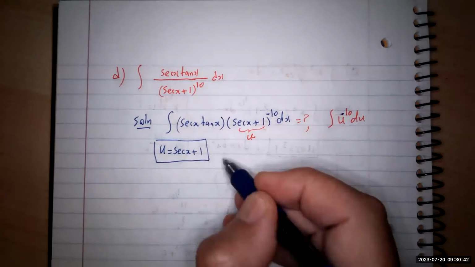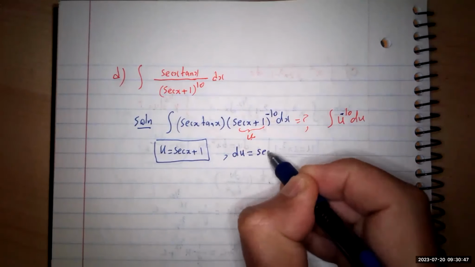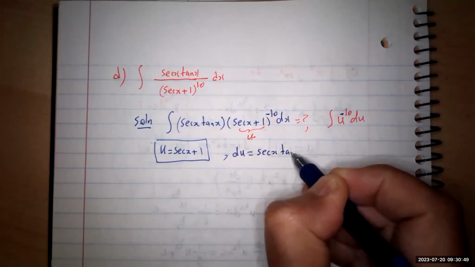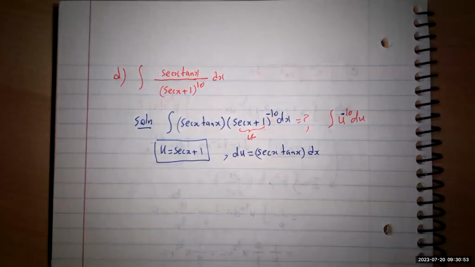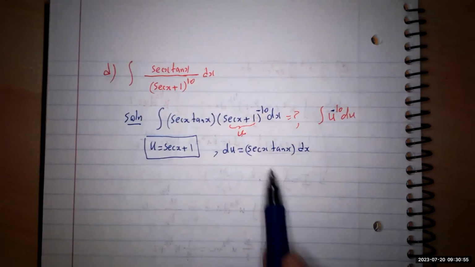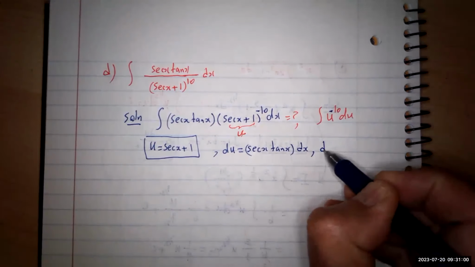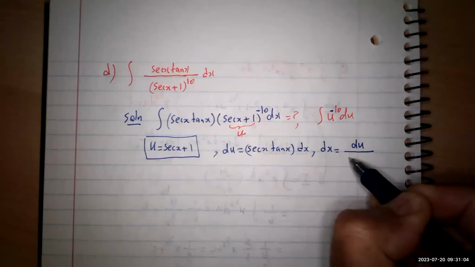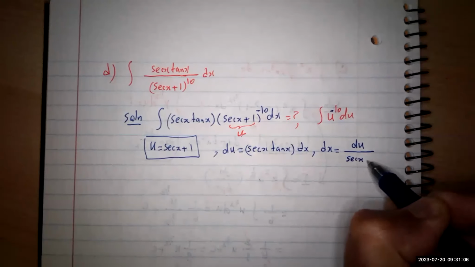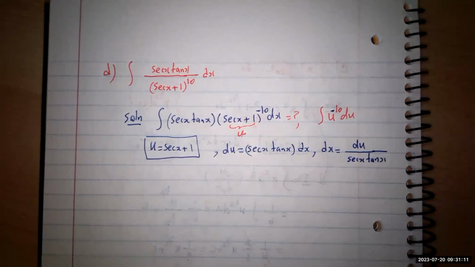So we get the differential of u. The derivative of secant is secant x tangent x, but remember the dx. So we have to find the dx. We divide by the leftover here. So our dx is going to be equal to du divided by secant of x tangent of x. This is going to be our dx.